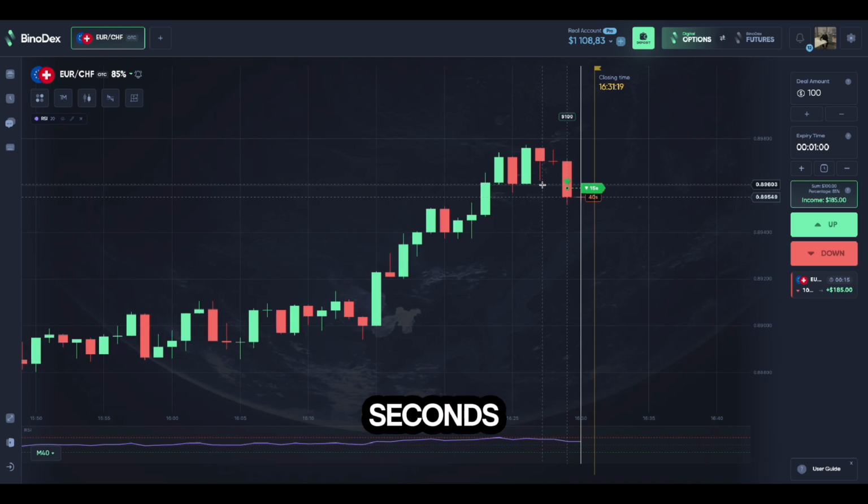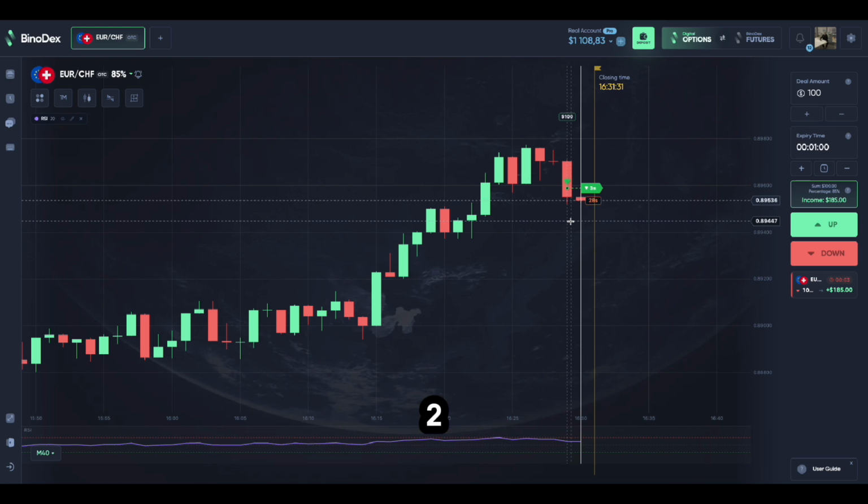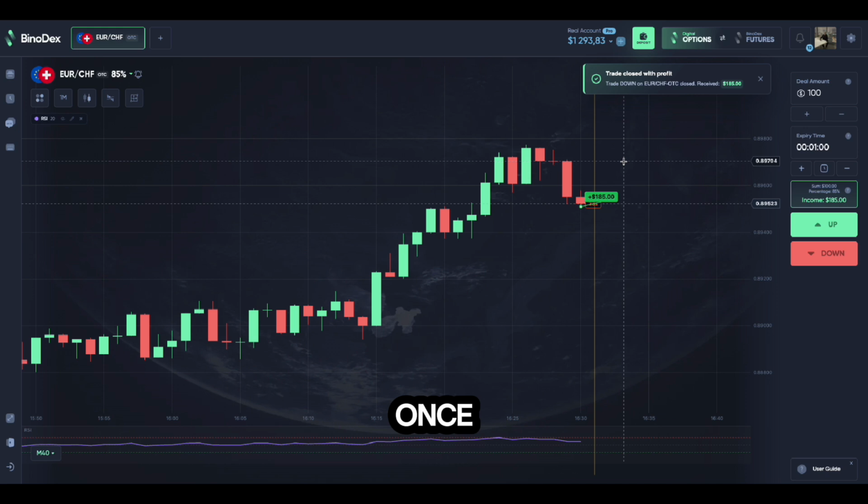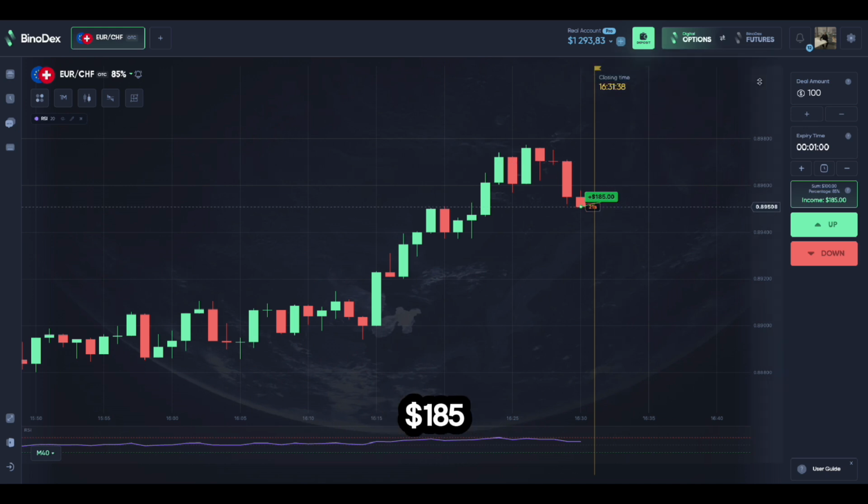There are just 15 seconds left until our trade finally closes, and so far everything is going quite well. Okay, let's wait another 5 seconds. Alright, here we go. 5, 4, 3, 2, 1, and 0. Our trade closes in profit again. Once again, we earned $185 net profit. Excellent. Now let's switch to another currency pair because the price has already moved quite far from our overbought zone. So we switch to another currency pair and look for another opportunity to open our trade.